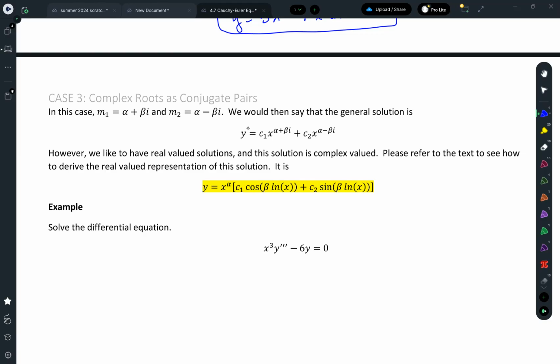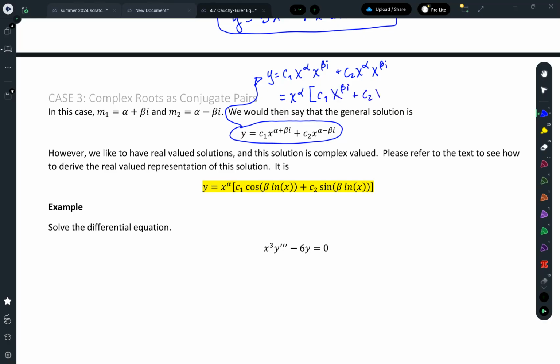I want to just play with this a moment so that you can see a little bit of where things are coming from when we get the real valued solution. So I can rewrite this as y equals c1 x to the alpha times x to the beta i, just using properties of exponents, plus c2 x to the alpha times x to the minus beta i. Then x to the alpha is common to both. So I could factor that out. I get x to the alpha times c1 x to the beta i plus c2 x to the minus beta i.